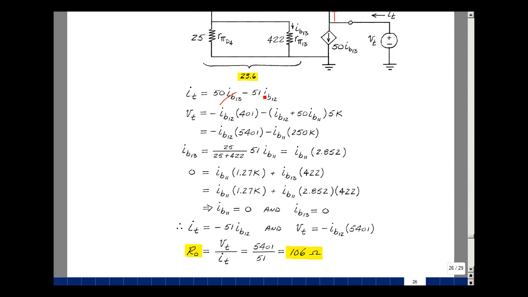I've got that I test is equal to minus 51 IB12, and V test is going to be equal to, because this is 0 here also, minus IB12 times 5,401. Take the ratio of these two, and the IB12s drop out with the minus sign, and I get 5,401 divided by 51, or 106 ohms.